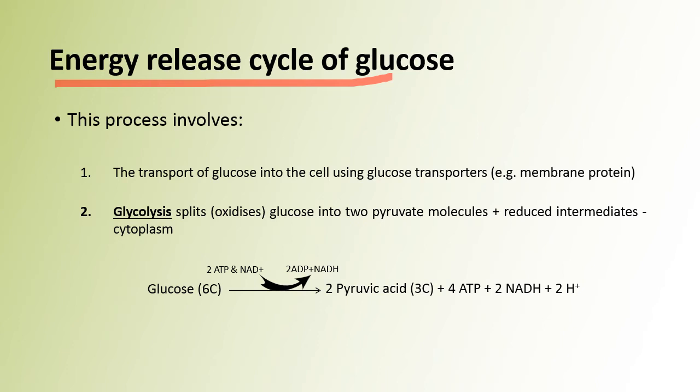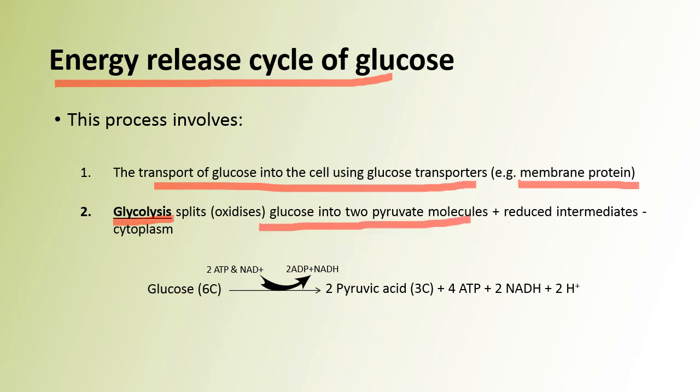The first step in the energy release cycle of glucose is the transfer of glucose into the cell using a glucose transporter, which is also known as a membrane protein, via facilitated diffusion. After that, glycolysis will happen. The function of glycolysis is to oxidize glucose into 2 pyruvate molecules and produce reduced intermediates. This process, glycolysis, happens in the cytoplasm of the bacteria.